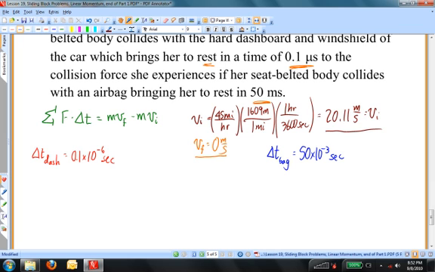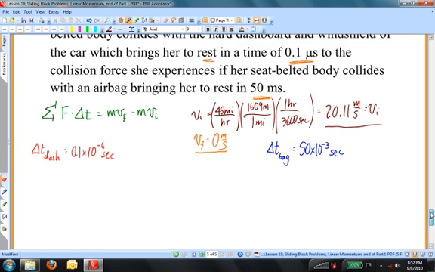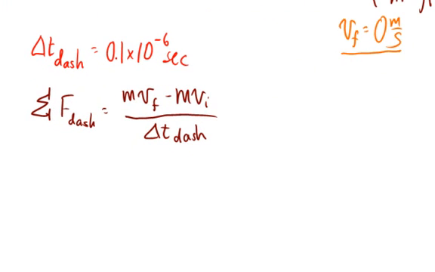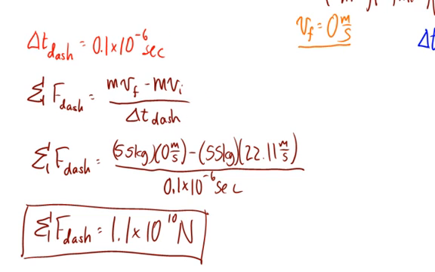I'm looking for the force, the average force that's going to bring this person to a halt. I'm going to apply the impulse momentum theorem in each case. I'll start with the dashboard case. The mass of the person is 55 kilograms. So I start by solving the equation for the net force that the dashboard exerts. 1.1 rounded times 10 to the 10th newtons. That's 11 billion newtons. That's a lot of force. In other words, when I'm brought to rest by the dashboard, there is a bone-crushing 11 billion, 10 to the 9th, newtons acting on me.